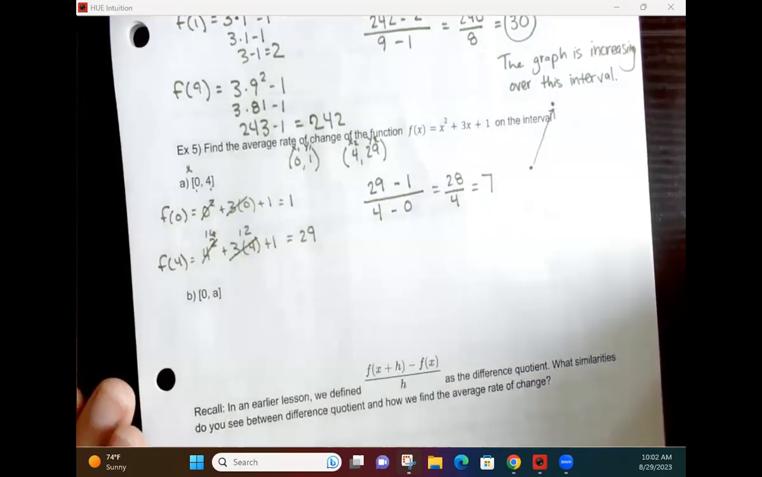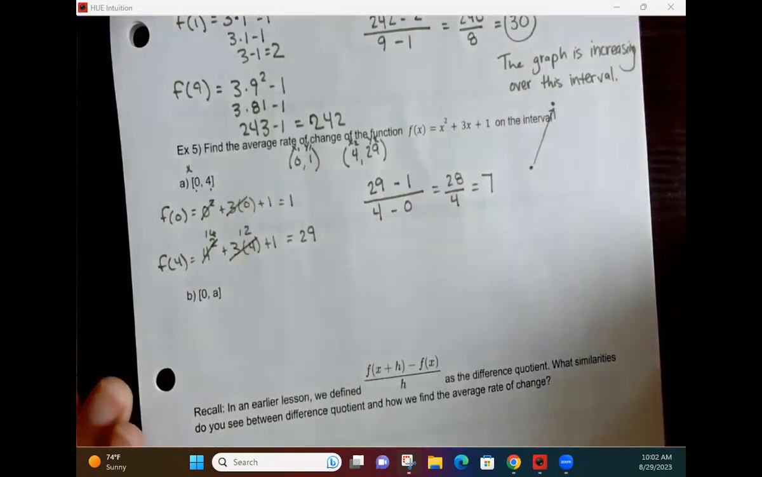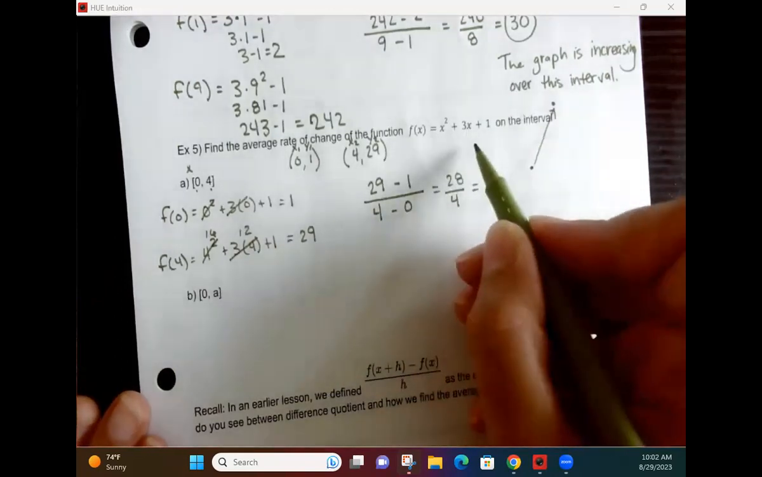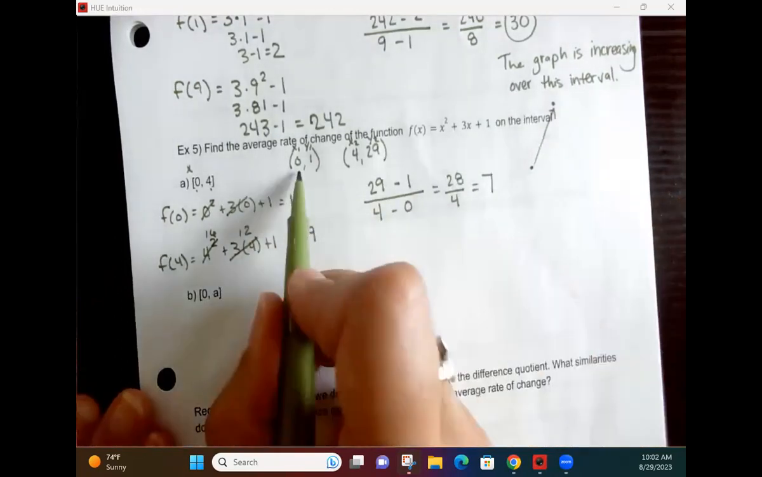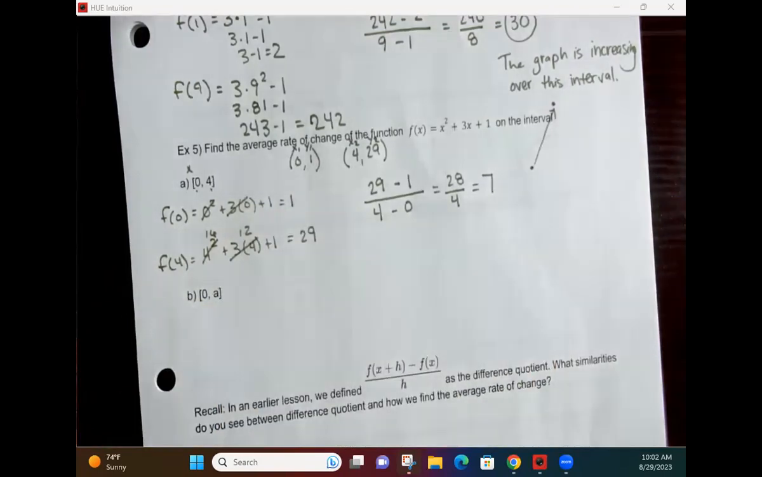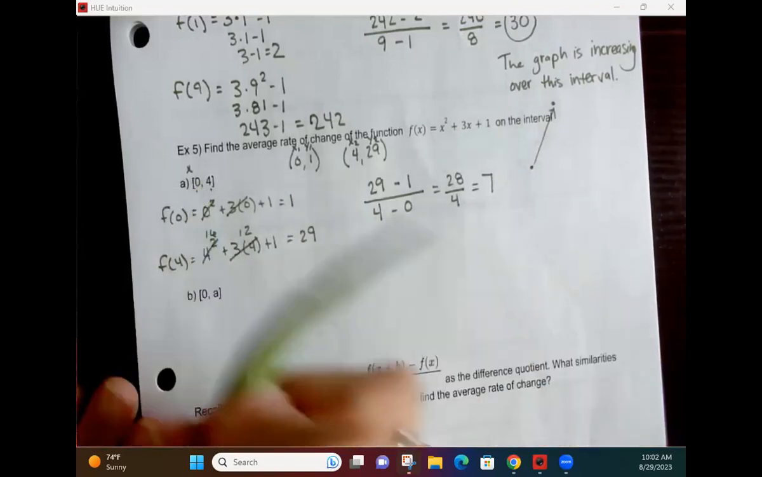So between those 2 points, (0, 1) and (4, 29), I'm increasing. Does that mean my function is only increasing between those 2 points? Not necessarily. This is a parabola here, so we could, if we wanted, find the vertex and see what side of the vertex this is on. Are they both on the same side? Then we would know for sure we're increasing that whole way. But I don't need that information for this problem. I just want to know, on average, are we going up or down or staying constant over this interval?